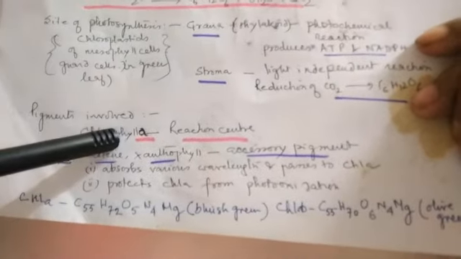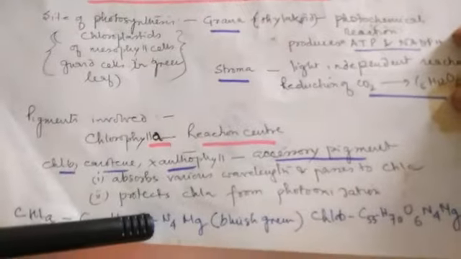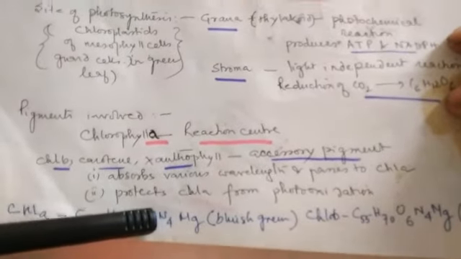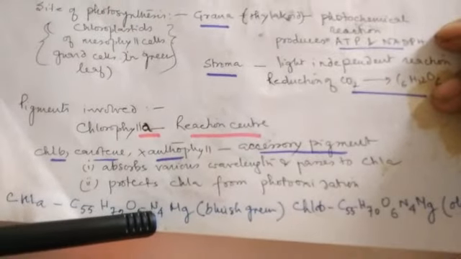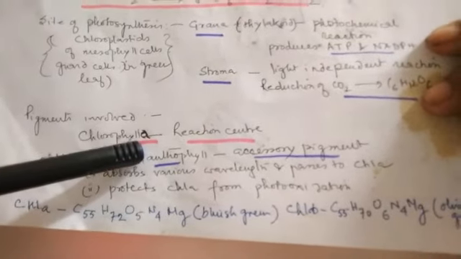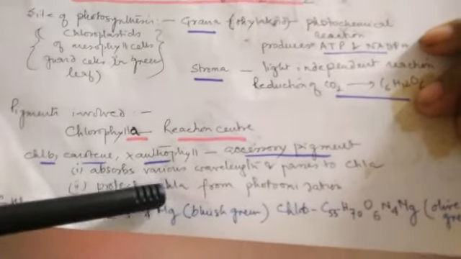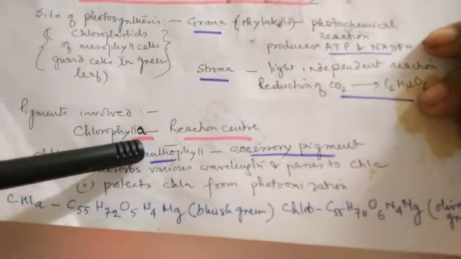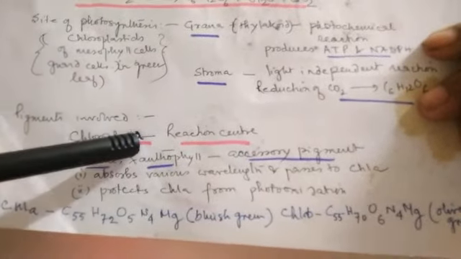Chlorophyll A always acts as a reaction center, and chlorophyll B, carotene and xanthophyll act as accessory pigments which absorb lights of various wavelengths. The advantage of having these accessory pigments is that they absorb lights of various wavelengths and pass them to chlorophyll A. So these plants can use the maximum wavelengths. And not only that, they also protect chlorophyll A from photooxidation. So these are the advantages of having accessory pigments along with the reaction center chlorophyll A.